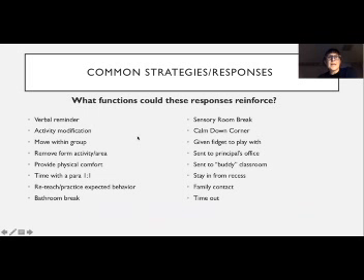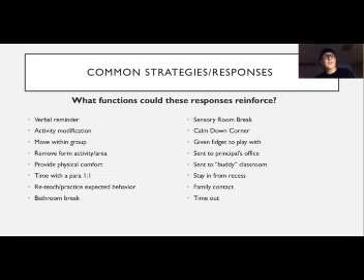So I'm going to ask you to tell me what you think these functions might be. If you think of attention, tangible, escape, or automatic. So if I'm giving a student a verbal reminder over and over again, what function could I be reinforcing? Attention. Exactly.